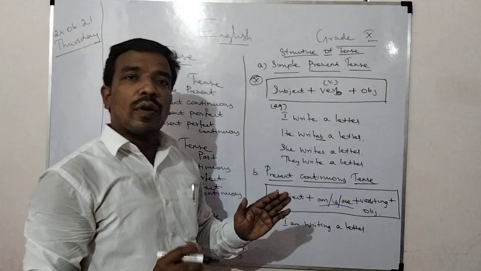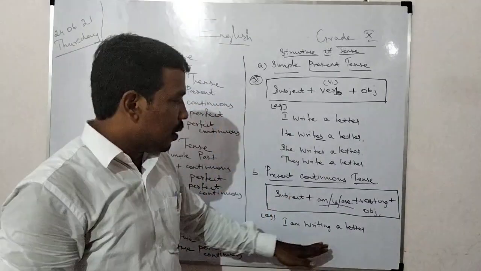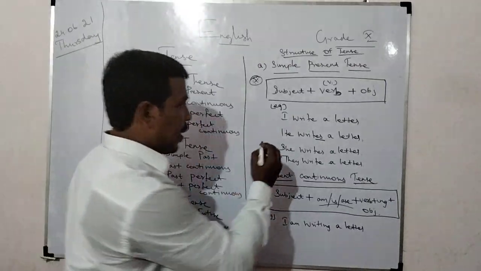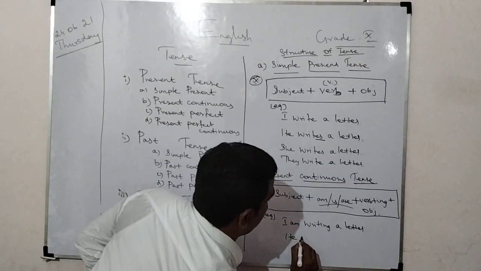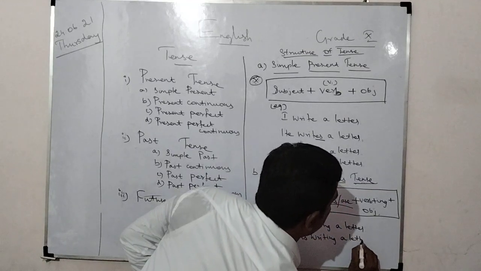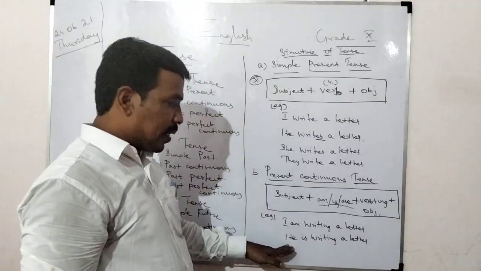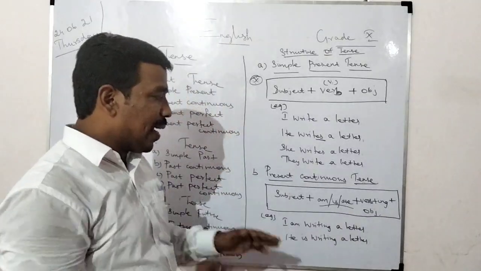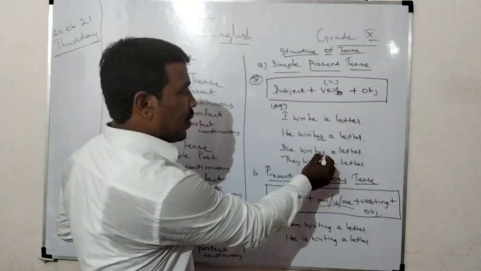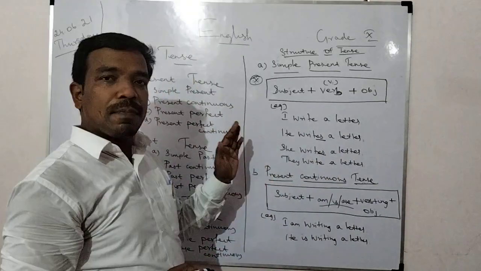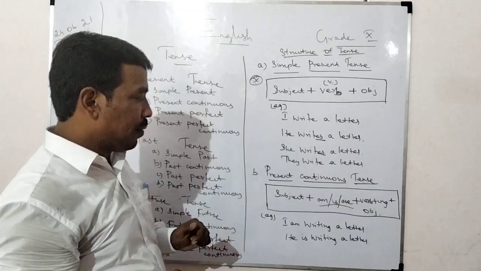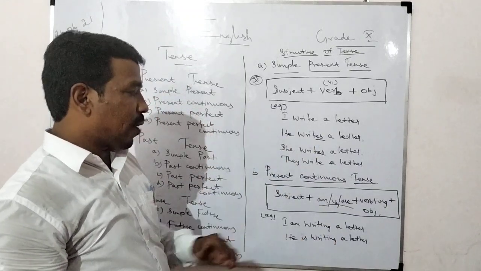I am giving you only the SVO pattern, subject, verb, object, for your understanding. I am writing a letter. He is writing a letter, because he is singular, so we are using is. Here the verb s or es won't come. Only for simple present tense that rule will come. You should be very careful with simple present tense: for third person singular, we should add s or es to the verb. I am writing a letter. He is writing a letter.